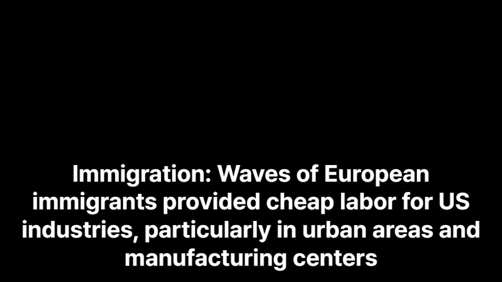growth. Immigration. Waves of European immigrants provided cheap labor for U.S. industries, particularly in urban areas and manufacturing centers. Expansion of the railroads. The construction of the Transcontinental Railroad opened up new markets and enabled the efficient transportation of goods across the country, linking raw materials sources with industrial centers.